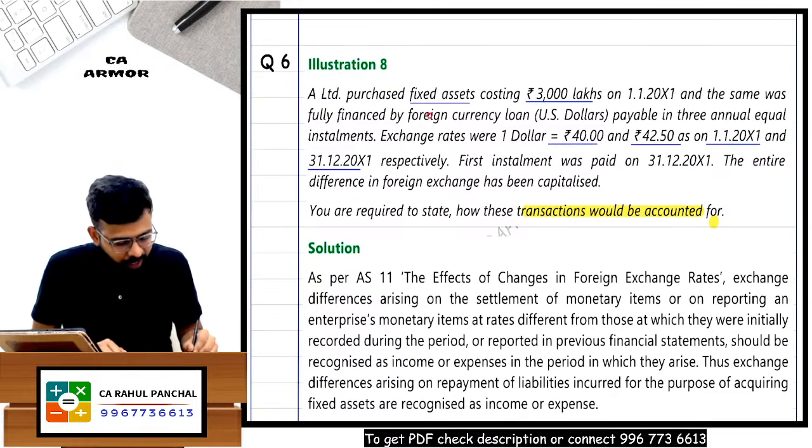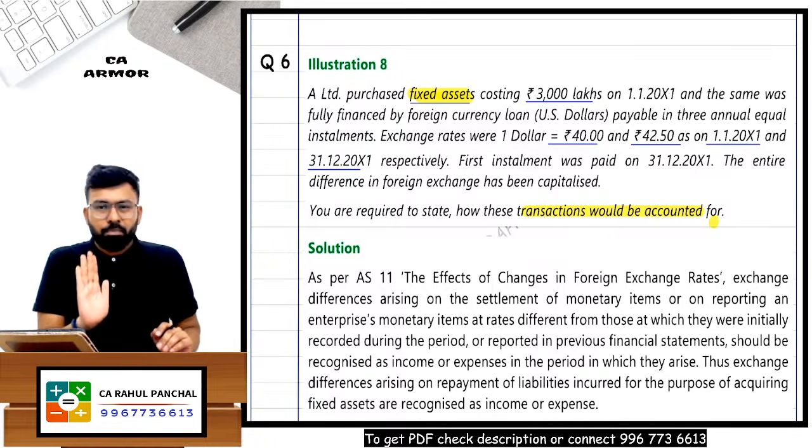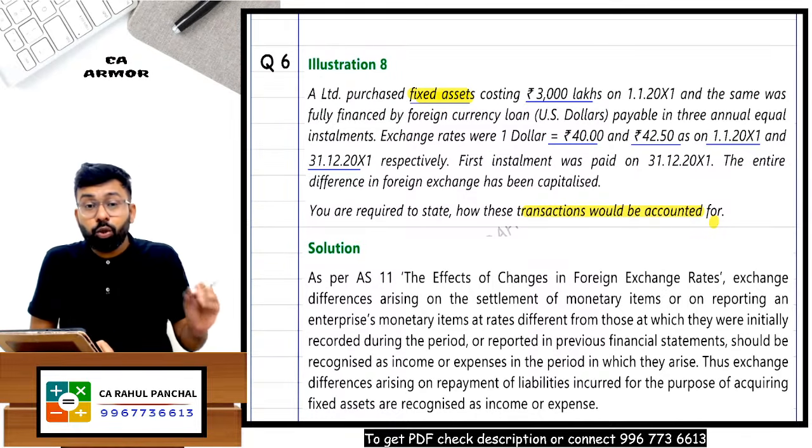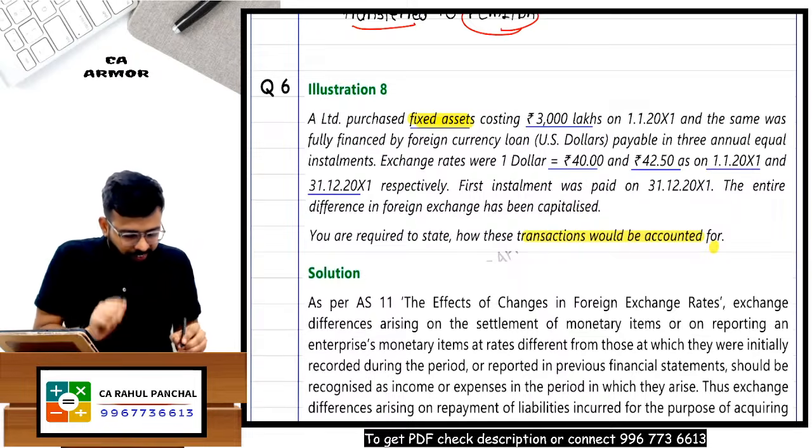Again, there is a fixed asset. Once you think of the fixed asset, it is a special case. There is a possibility that we can transfer it to the fixed asset. Exchange difference can be adjusted. Okay, now understand. So there is a fixed asset.